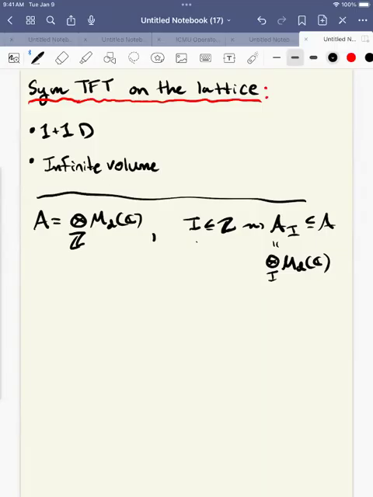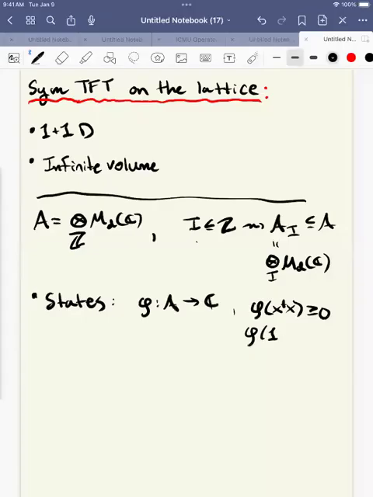So instead of working on a Hilbert space, you can axiomatize states abstractly as positive linear functionals. These are functions from this quasi-local algebra to C such that positive operators get positive numbers, and I normalize it a little bit. You should physically think of this as telling me the expectation values of all my observables, right?